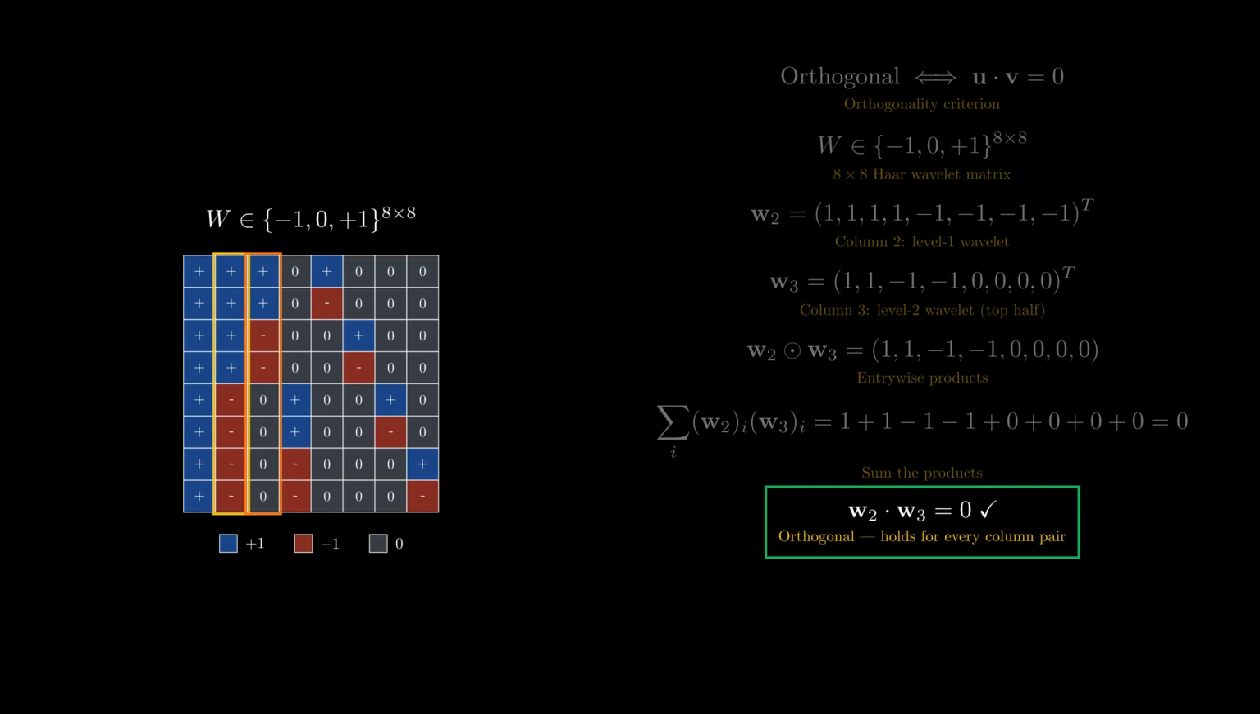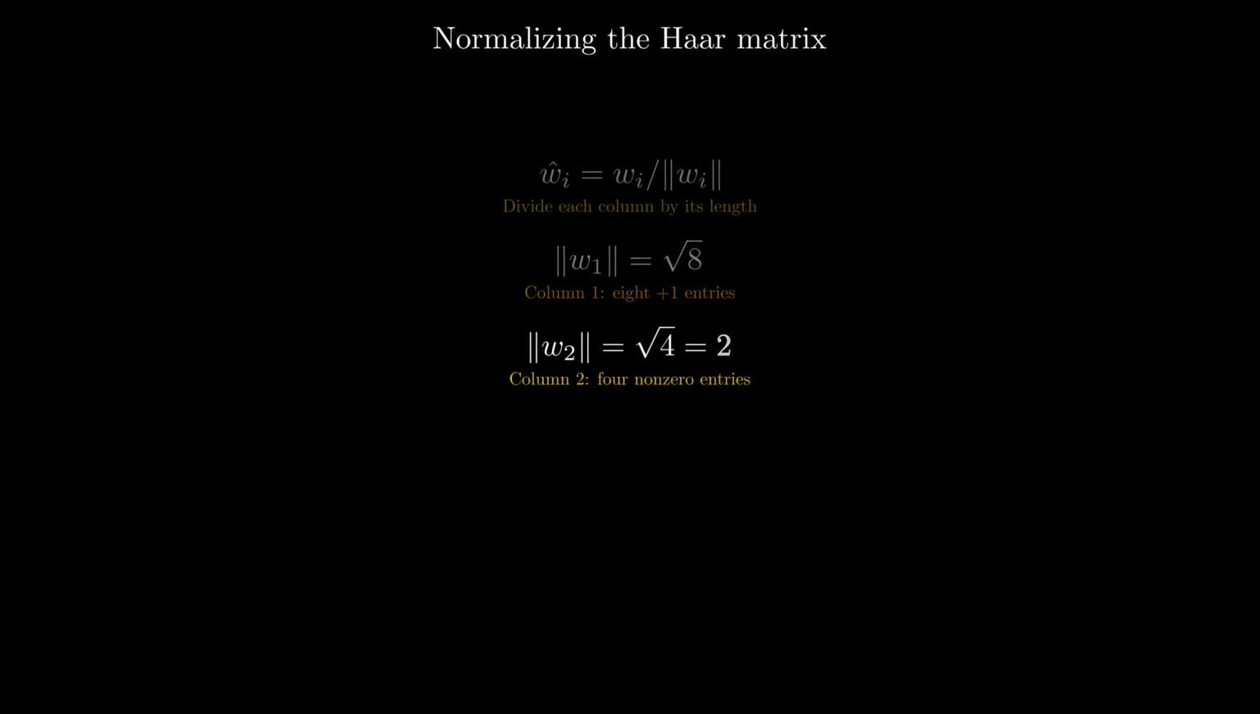And the same check works for every other pair of columns in this matrix. One subtlety. Orthogonality alone doesn't give us W inverse equals W transpose. We also need each column to have unit length. Column 1 of the Haar matrix has 8 plus 1 entries, so its length is the square root of 8. Other columns have length square root of 4, which is 2, and then square root of 2.